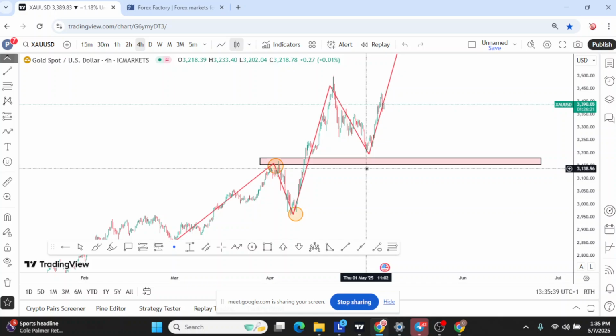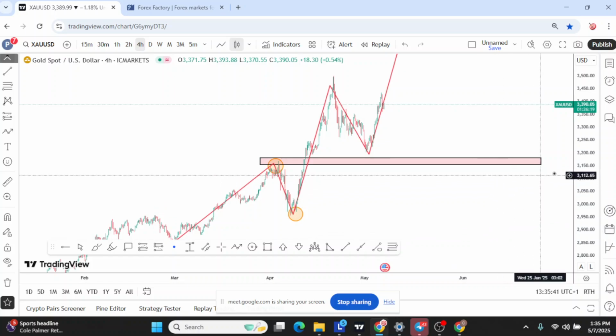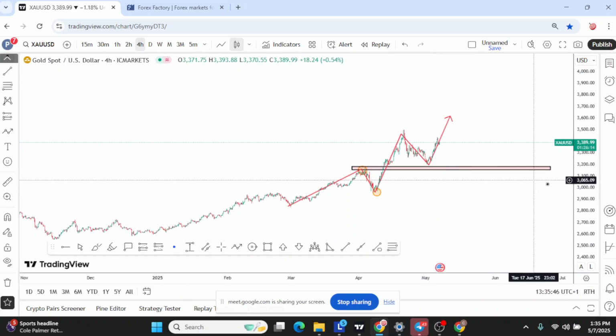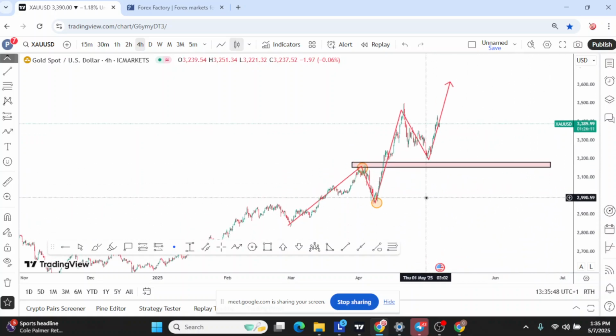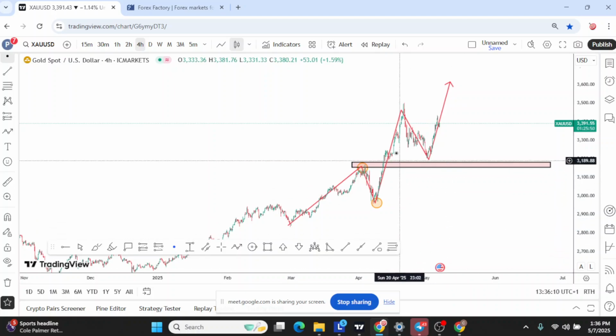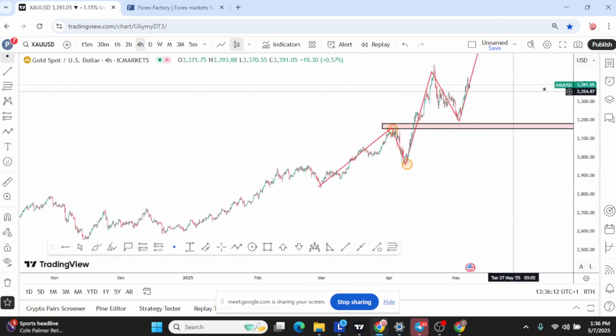I hope I'm communicating. That is where you should be buying from. You want to make sure that you buy at a lower price. You buy at a lower price and expect price to continue pushing up. Okay? So we expect price to continue to push upward. That is that. Let's look at another chart.